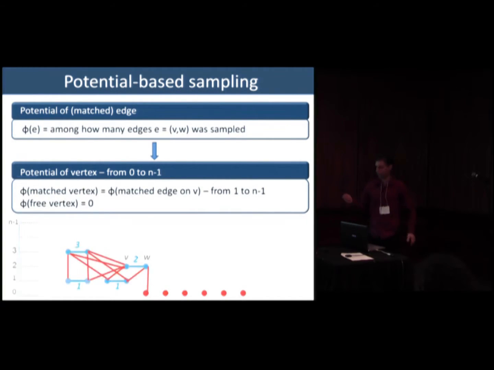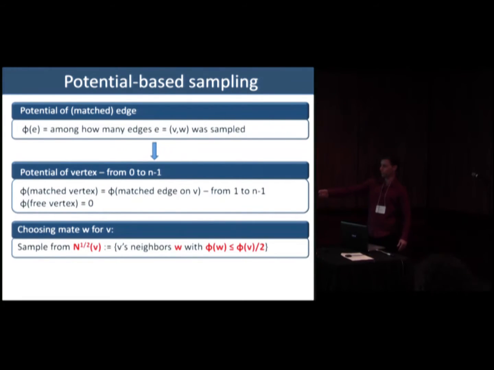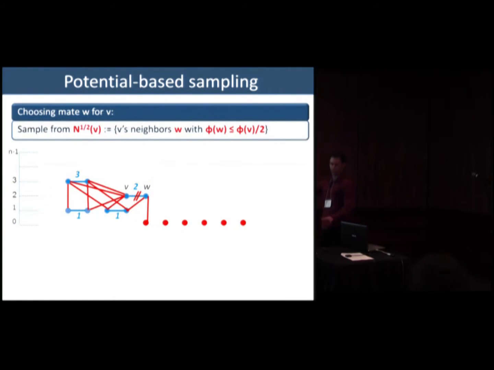So now that hopefully we understand these definitions, we can explain how exactly a mate is chosen for vertex V. The rule is simple. We just sample a vertex uniformly at random from this set, N_{1/2}(V), which contains all the neighbors with potential at most half of the potential of V. So we want to go down by some constant factor when choosing a mate for V. For example, yeah.